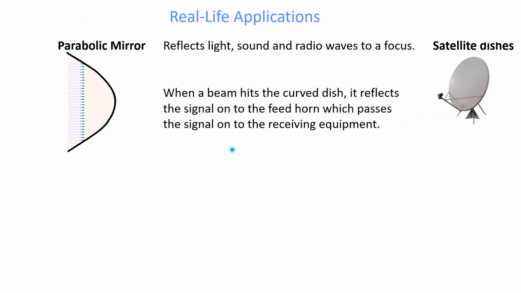This works in a similar fashion. When a beam hits the curved dish, it reflects the signal onto the feed horn. So this is the feed horn. And then this passes the signal onto the receiving equipment.